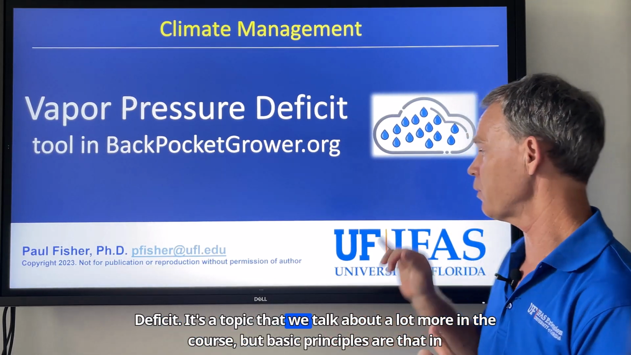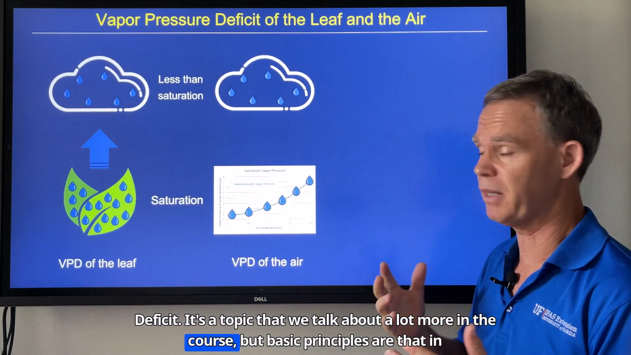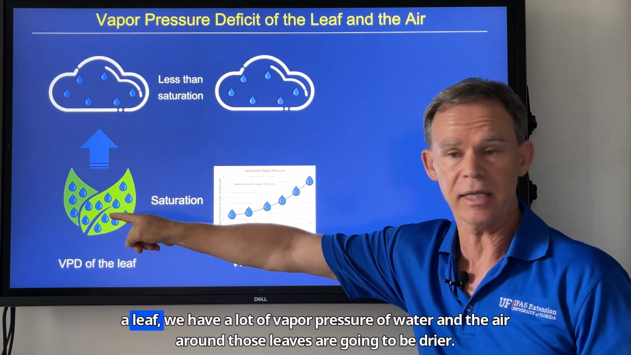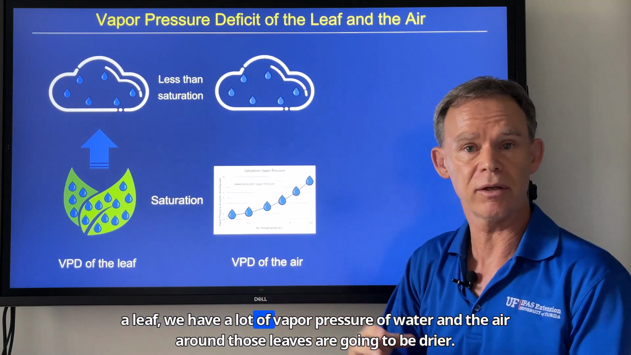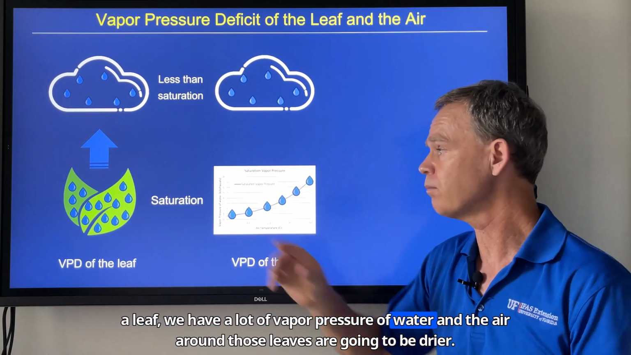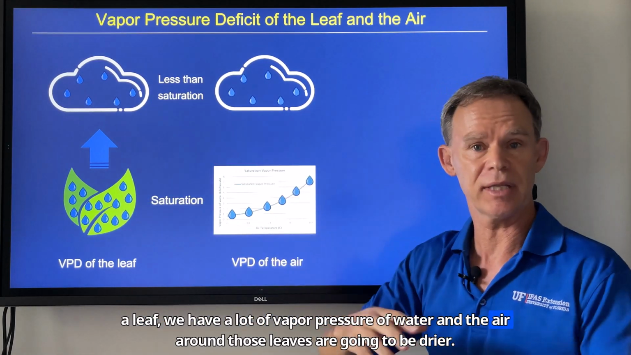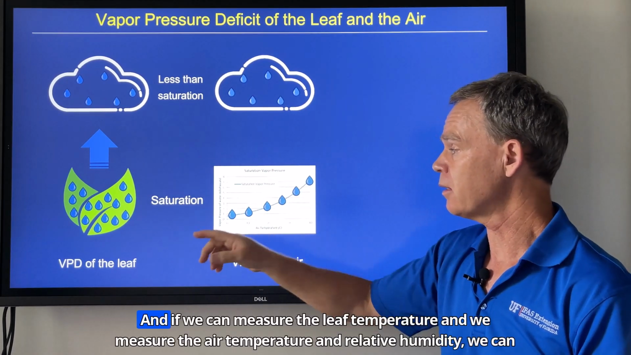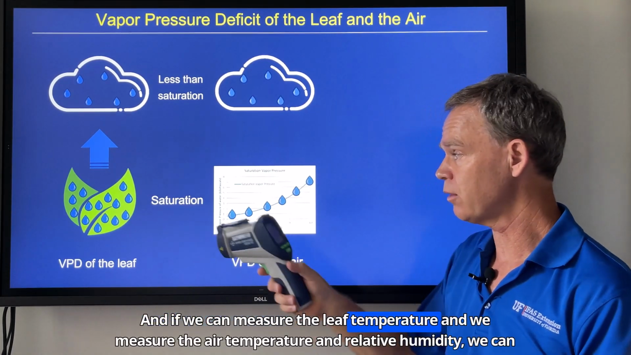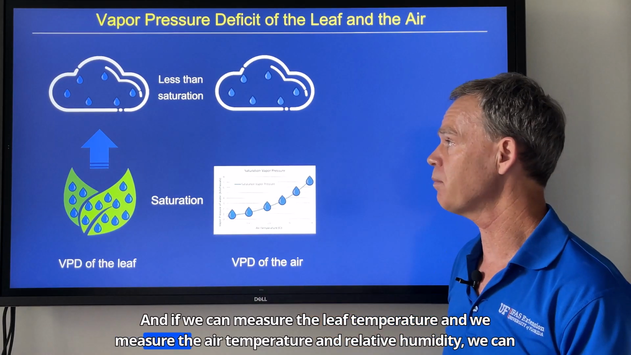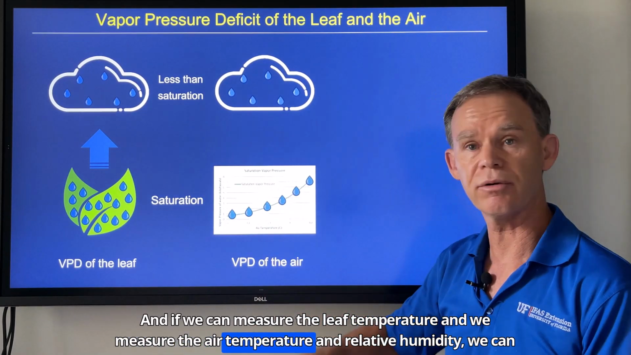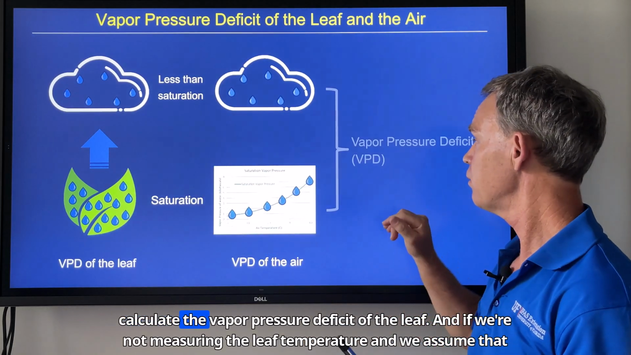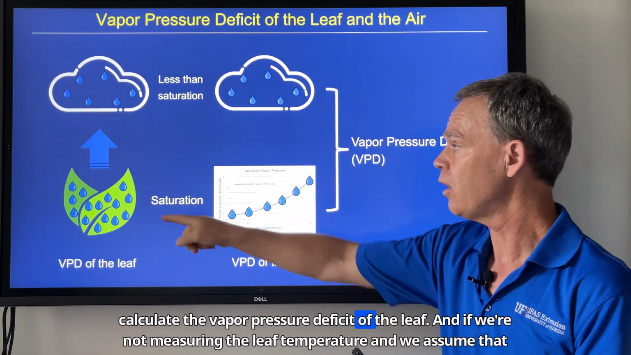For our course on climate management, today I'm going to talk about our tool on our website backpocketgrower.org for measuring vapor pressure deficit. It's a topic that we talk about a lot more in the course, but the basic principle is that in a leaf we have a lot of vapor pressure of water, and the air around those leaves is going to be drier. If we can measure the leaf temperature, the air temperature, and relative humidity, we can calculate the vapor pressure deficit of the leaf.